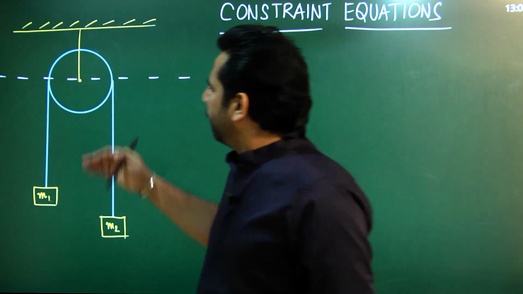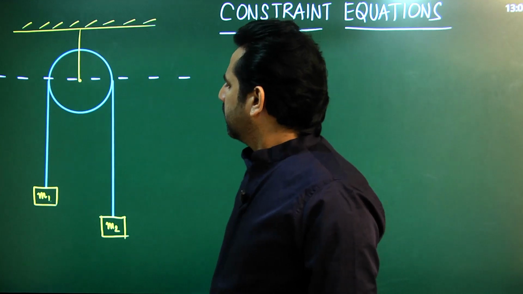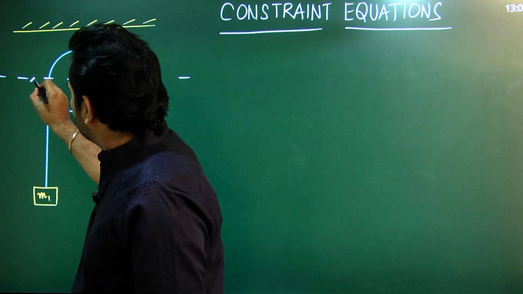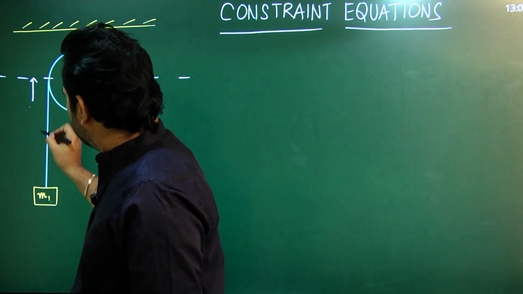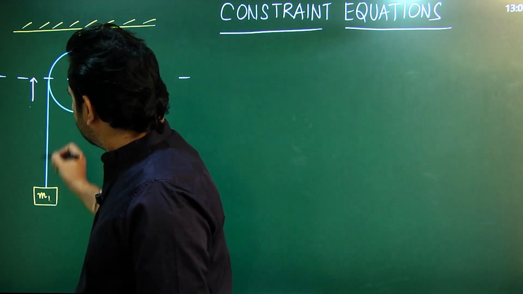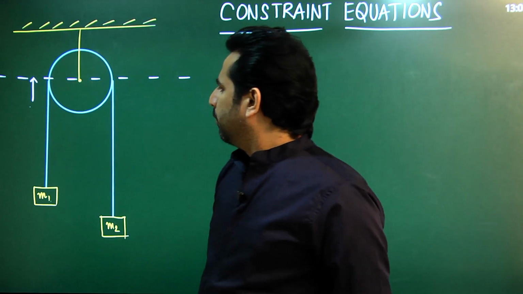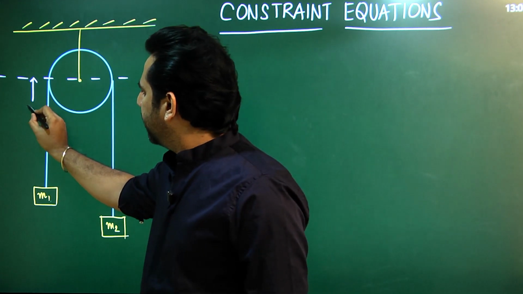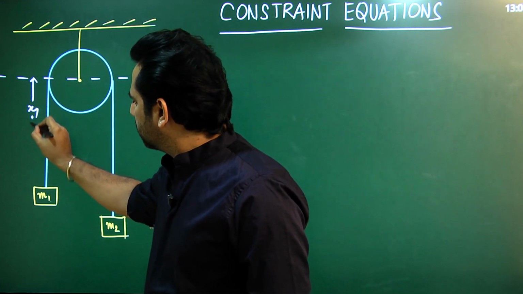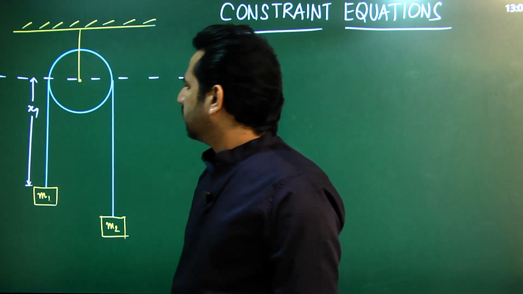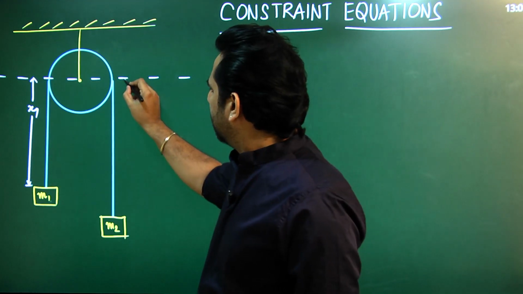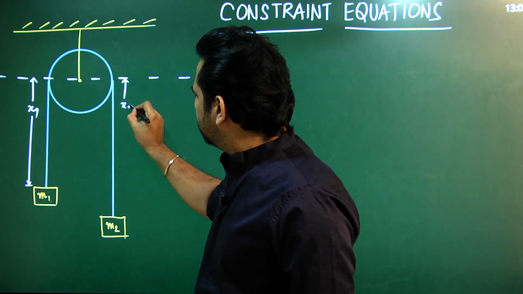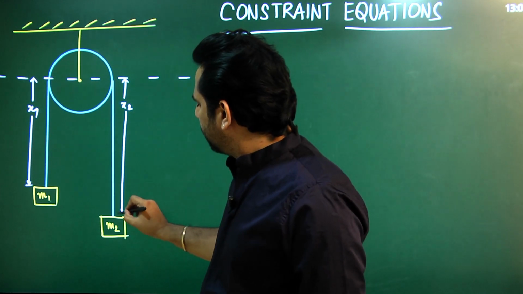Now from the fixed reference line, give variables to the movable points, variable lengths to the movable points. So m1 is movable, so let me say m1 is at a distance x1 from the reference line, and m2 is movable, m2 is at a distance x2 from the reference line.